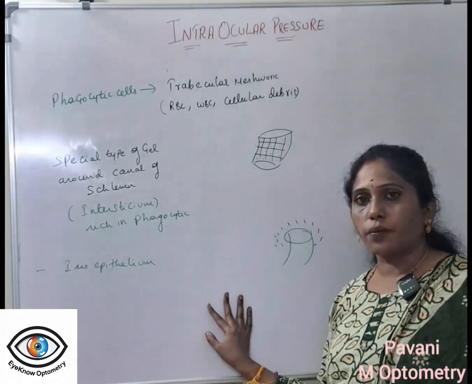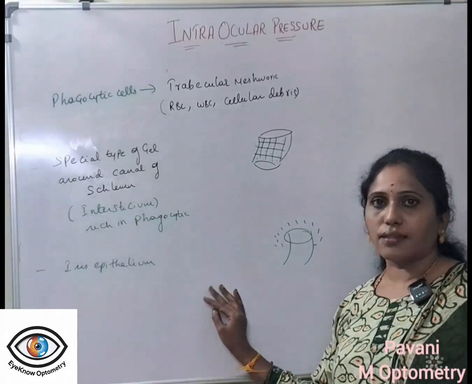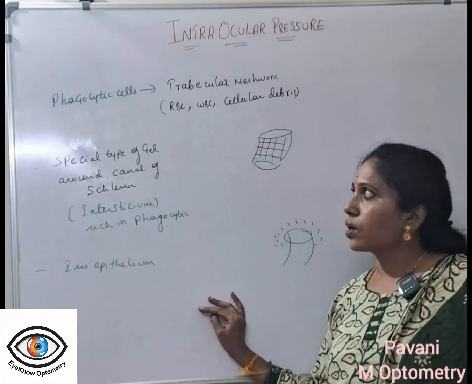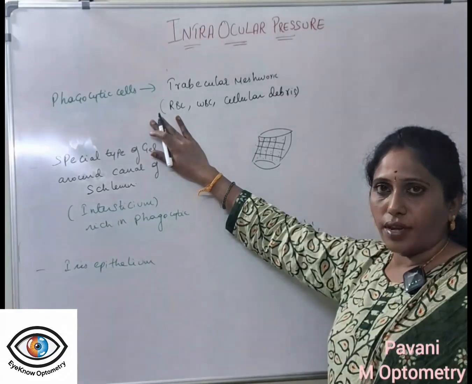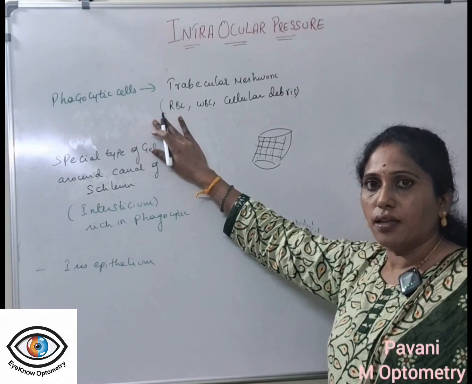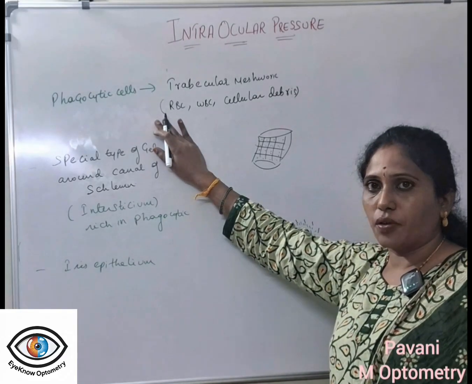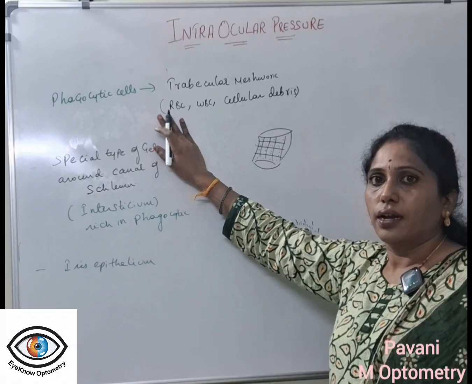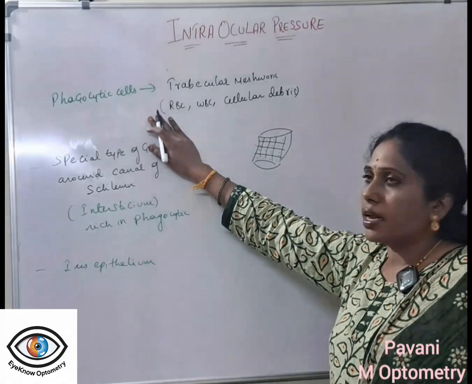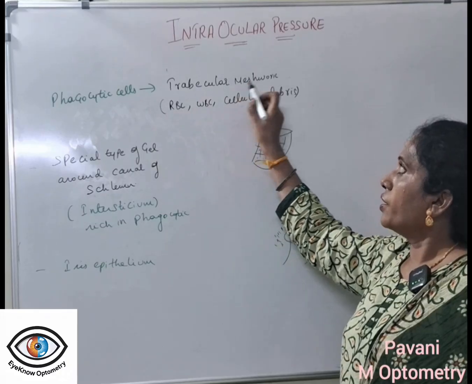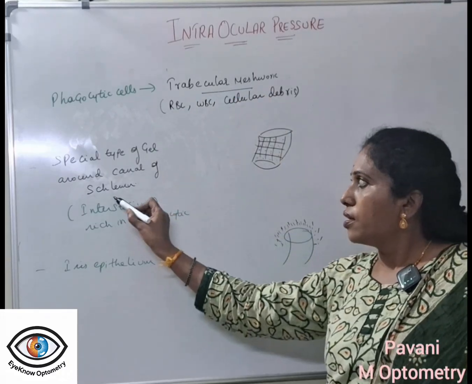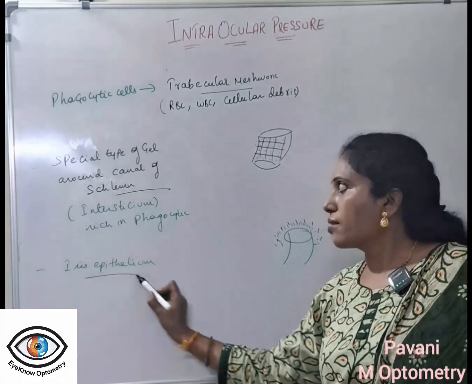In order to keep the aqueous humor clean, there is another system present in the eye, which we call the phagocytic cells. The main function of the phagocytic cells is to flush out the cellular debris, RBCs, WBCs, to keep the aqueous humor transparent and clean. So where are these phagocytic cells present? These phagocytic cells are present on the trabecular meshwork, Schlemm canal and iris epithelium.